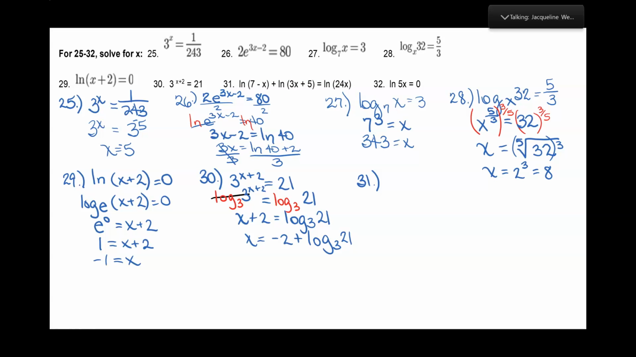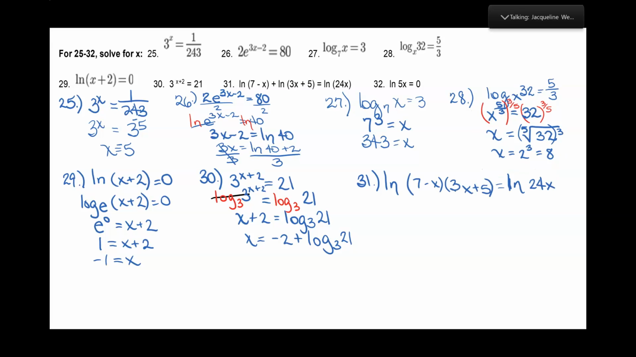If you have 2 logs that are being added, you can combine that into one single log that's being multiplied, right. So let's combine that into one single log that's being multiplied. All we did was take the 7 minus x and the 3x plus 5, and we're combining that into one log that's being multiplied. All right, so let's FOIL that out.